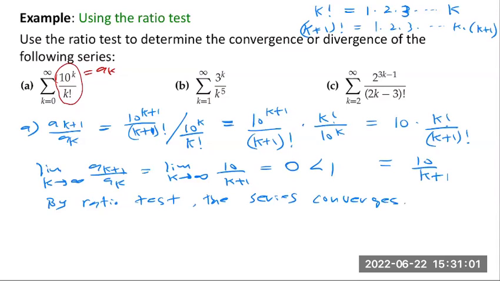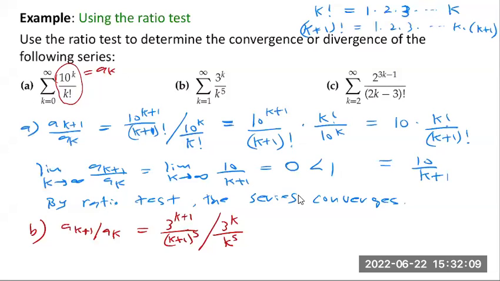Okay, all right, let's do part B now. Again, I'm going to apply the ratio test. For that, first I need to calculate a_{k+1} divided by a_k. This is a_{k+1}. You just plug in, by the way, here, in the second case, this is your a_k. To get a_{k+1}, you replace your k by k plus 1. This is what you get. And then in the bottom, you have a_k. Your a_k is precisely this one.